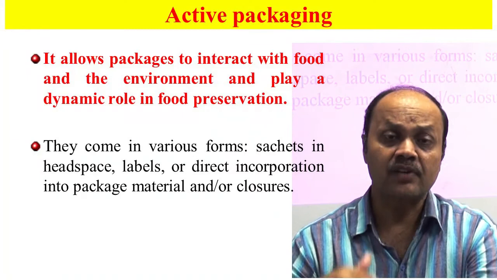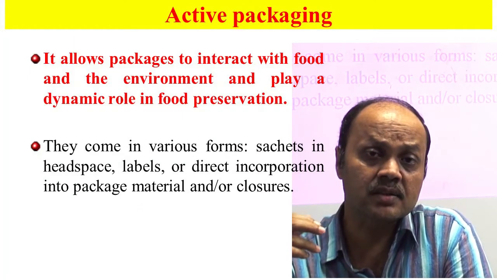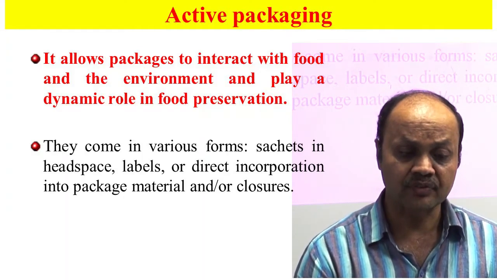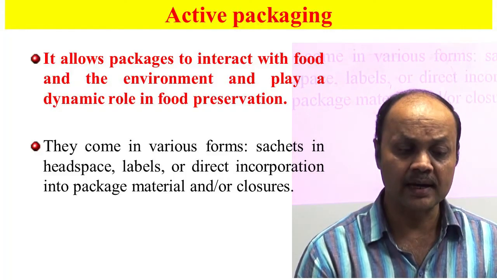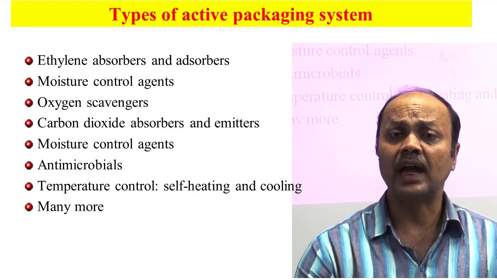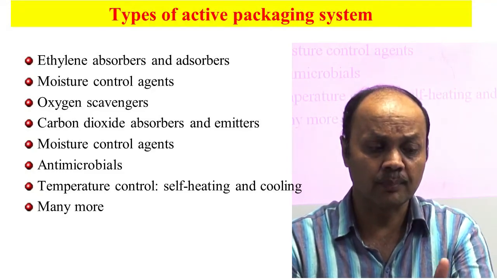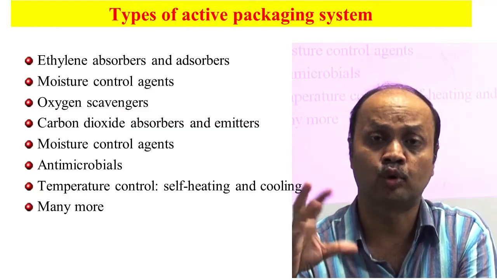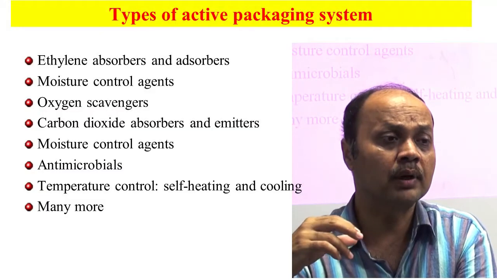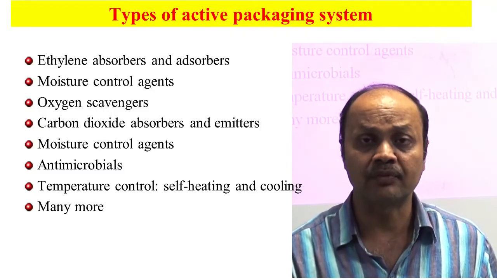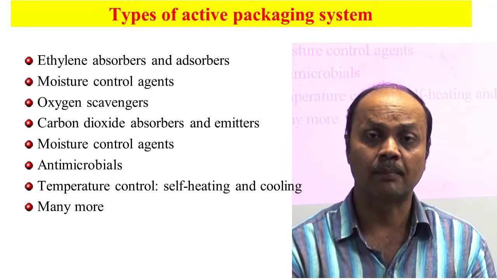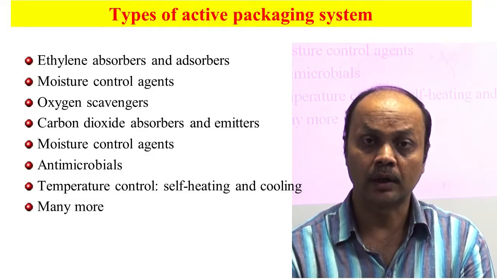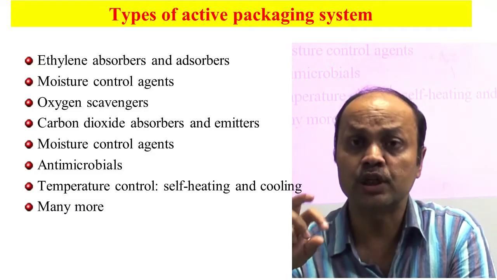As I told, the advanced form of modified atmospheric packaging is active packaging. What is active packaging? It allows the package to interact with the food and the environment and play a dynamic role in food preservation. There are different types of active packaging, such as ethylene absorber and adsorber, and moisture control. Suppose you have packed mango, a climacteric fruit. It will release ethylene, and it will also release moisture because it will transpire, right.